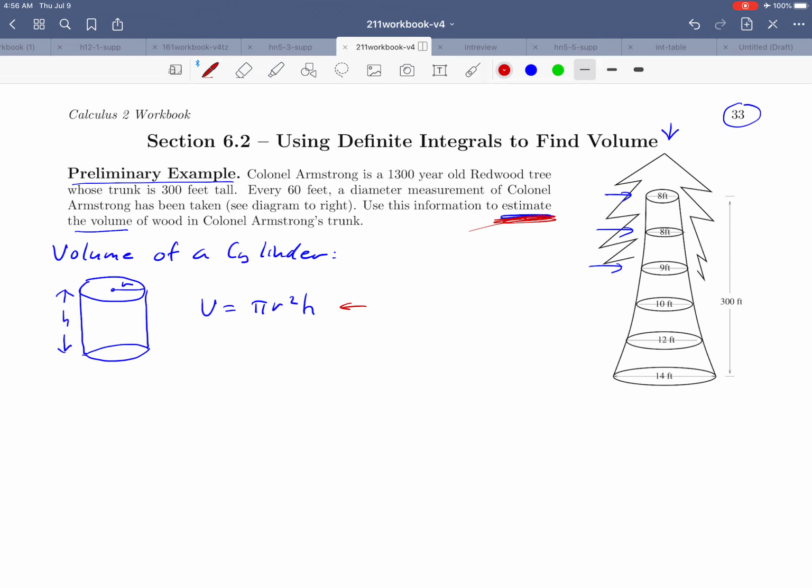So I'm going to stop here, and this is the end of this video, and I'd like you to take a few minutes and see if you can come up with an estimate, maybe a couple of estimates, of the amount of wood in the trunk of this tree.